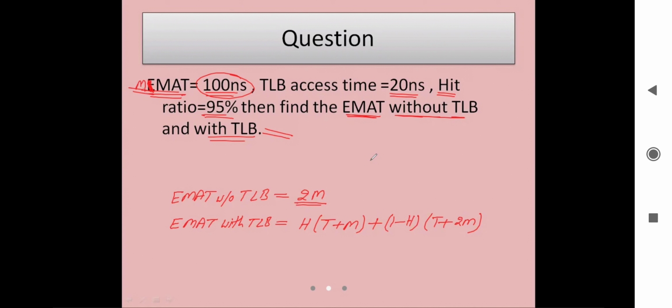So what is M here? M stands for main memory access time. H is the hit ratio, and T is the TLB access time. T is the TLB access time, and M is the main memory access time.